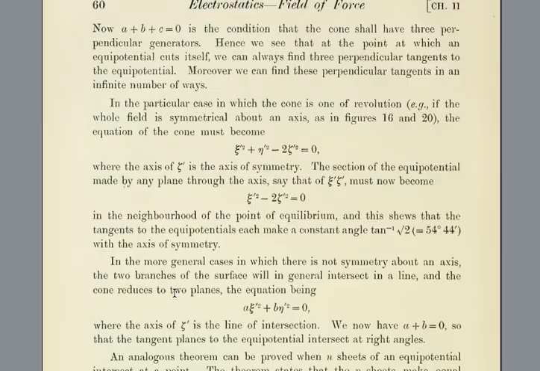In the particular case in which the cone is one of revolution, such as when the whole field is symmetrical about an axis, as in earlier figures, the equation of the cone must become xi squared plus eta squared minus 2 zeta squared equals 0, where the axis of zeta is the axis of symmetry.